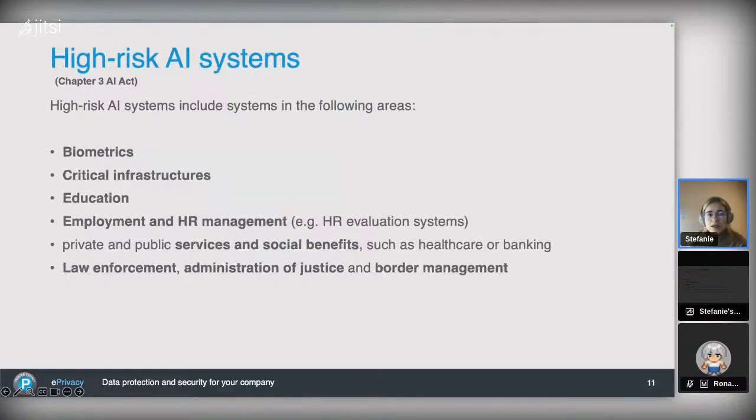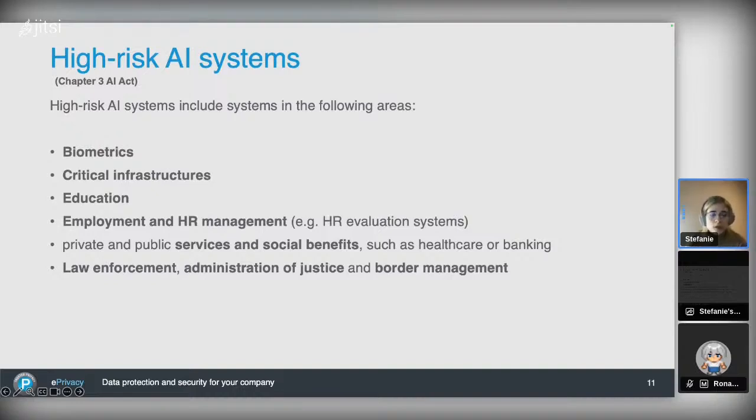Then we have the high-risk AI systems. And these, as I said, have the most requirements under the AI Act, and these include systems from the areas of biometrics, critical infrastructures, so for example water, gas or electricity, then the area of education. Then we have employment and HR management. This is typically one area that applies for a lot of companies, as AI systems might be used within the HR department. But in our use case, this also does not apply.